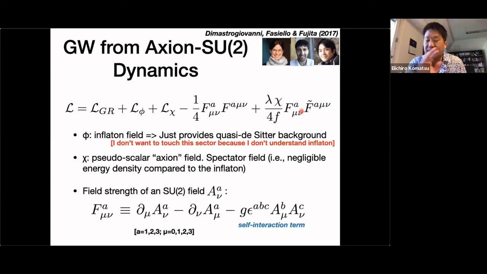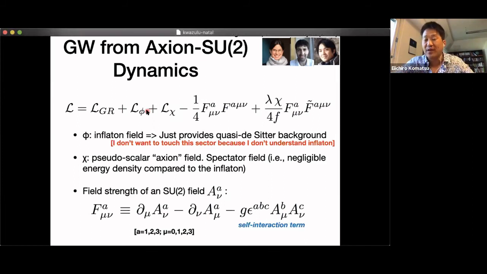Am I right? No, that's not correct. Of course, there are interactions. This inflaton has to be coupled to everything already.